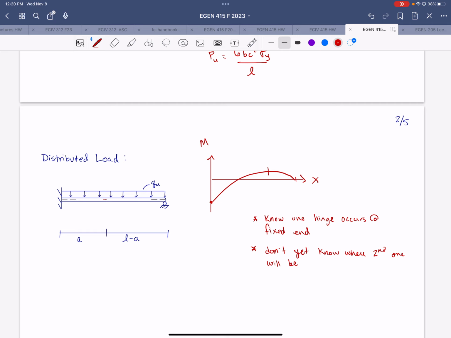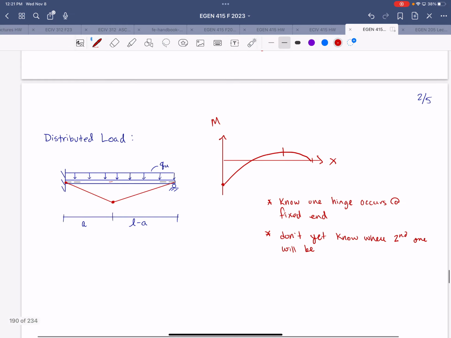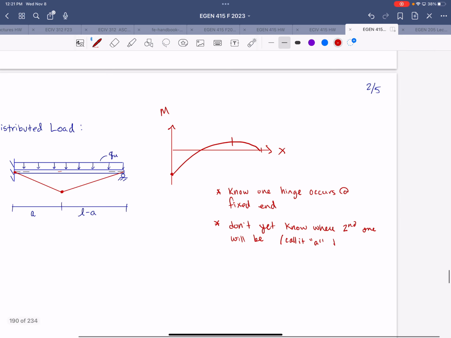So we're going to call that distance, I've already sort of noted it on here, we'll call that distance A. All right, so when we have a plastic hinge forming at the fixed end and a plastic hinge forming at a still unknown distance A, our mechanism will look like this. So we'll call it A and solve for it.